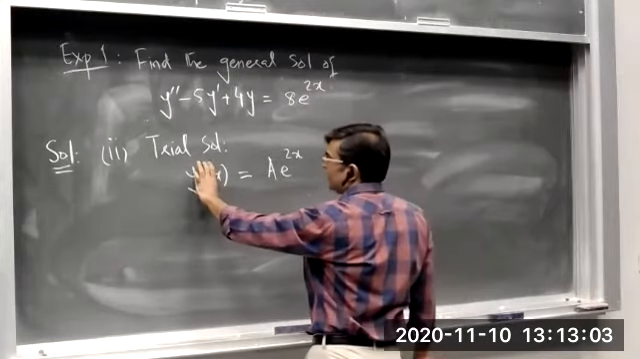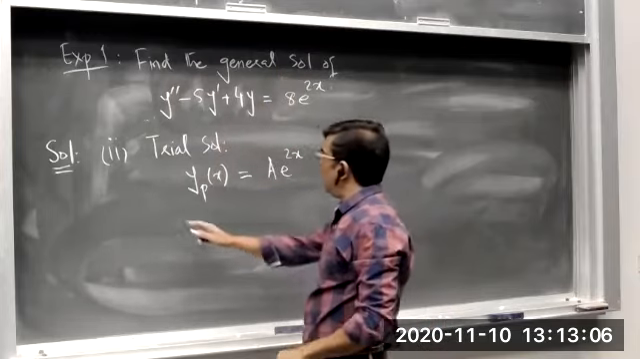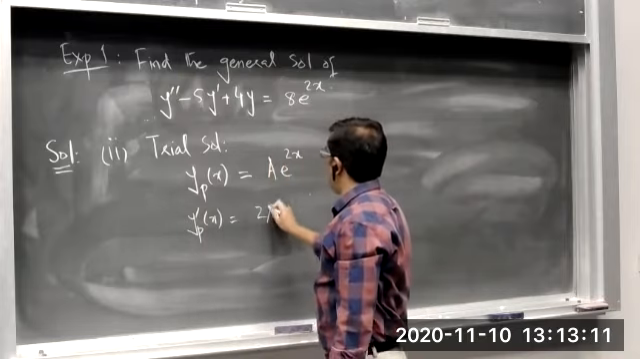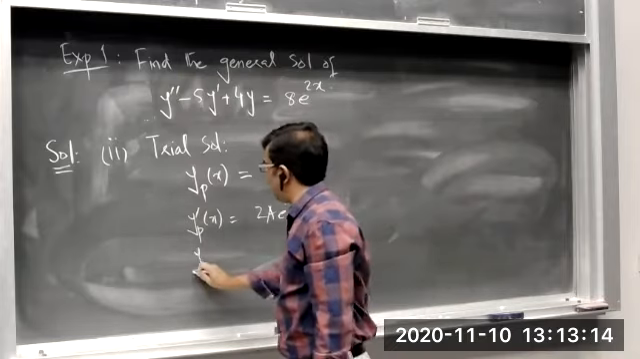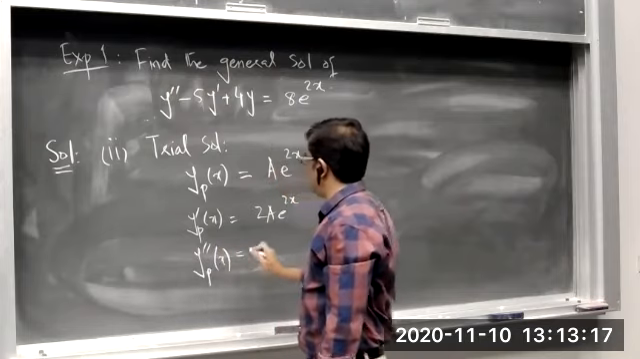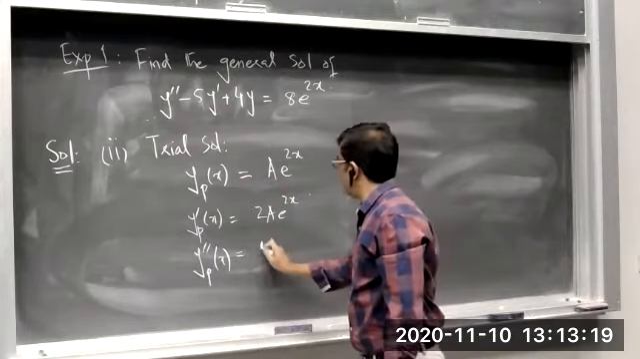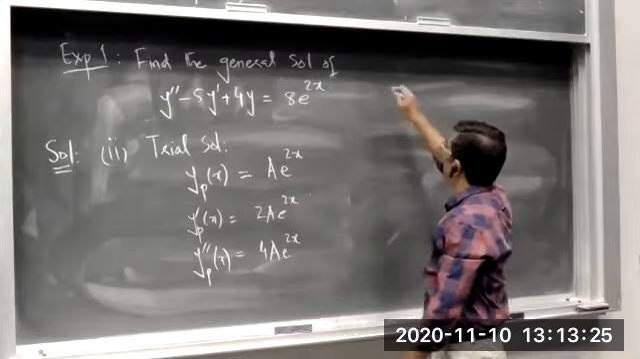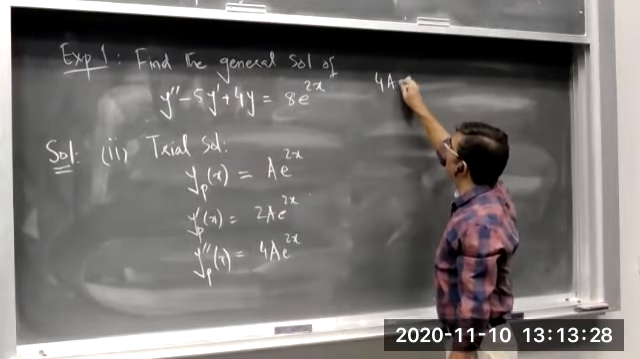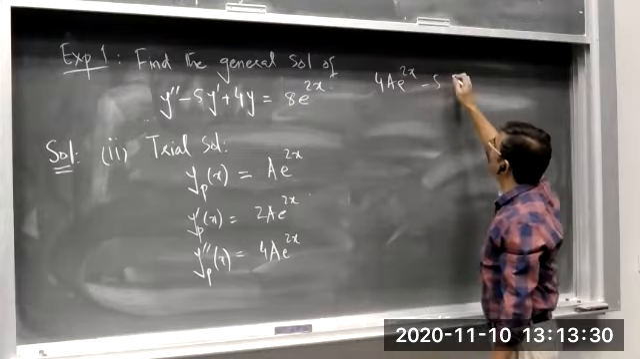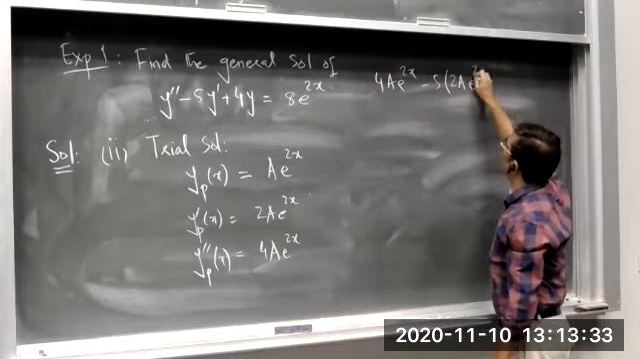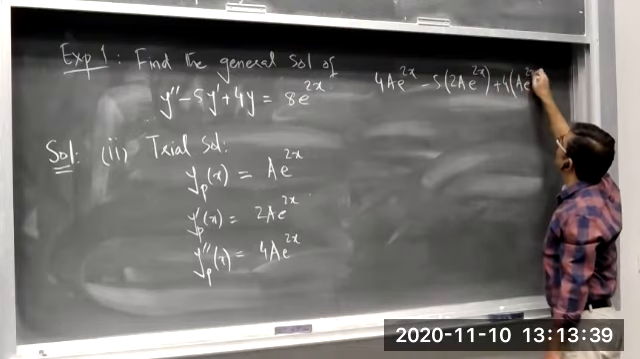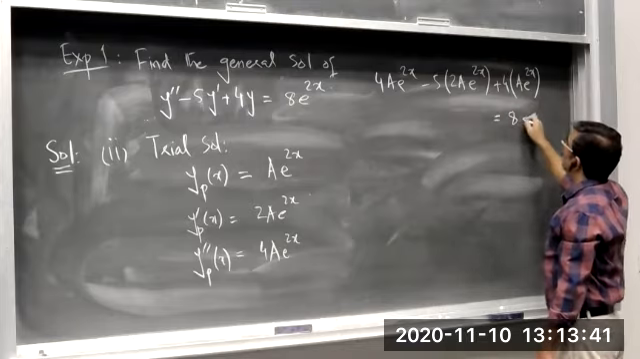What we do, we insert this into this differential equation, and we need the first derivative of this thing, which is 2a e raised power 2x. We need a second derivative of this particular trial solution, and it is 4a e raised power 2x. So inserting all these values here, in the first term we have 4a e raised power 2x minus 5 into 2a e raised power 2x, and then plus 4 times a e raised power 2x is equal to 8 e raised power 2x.